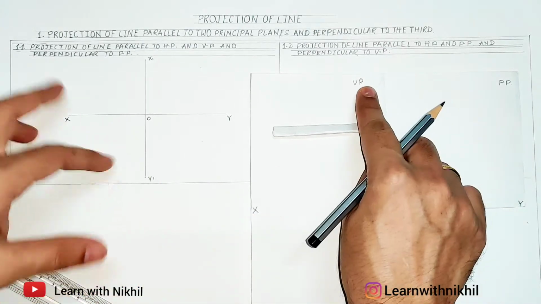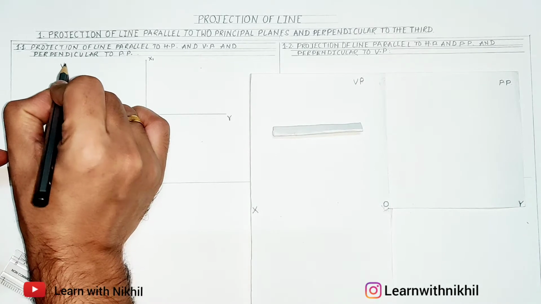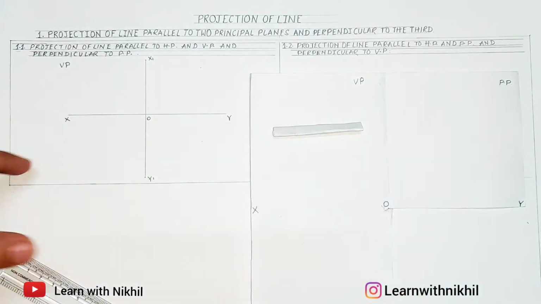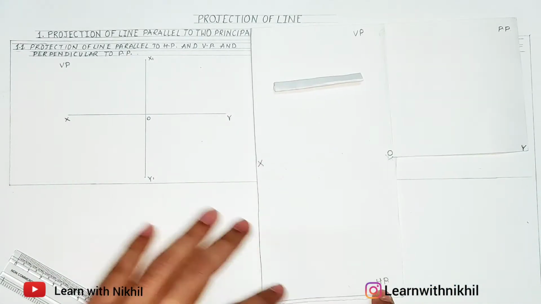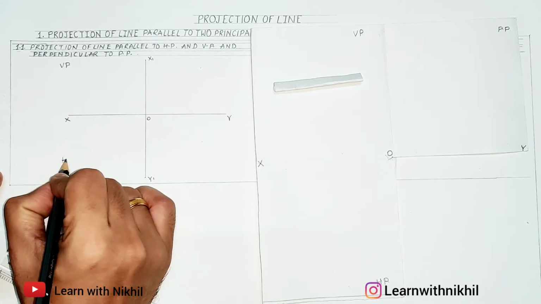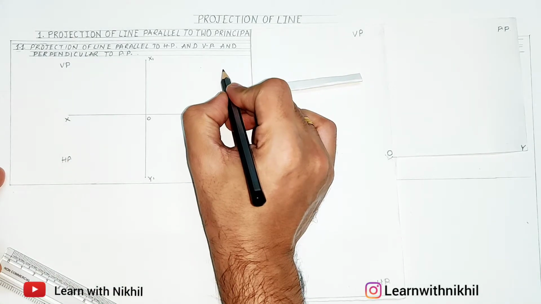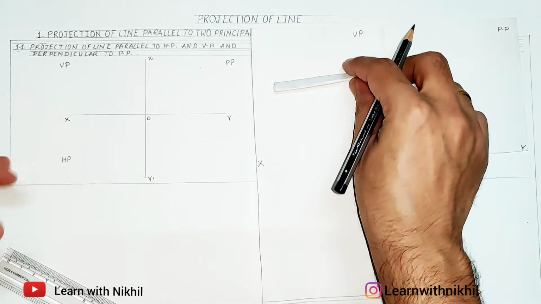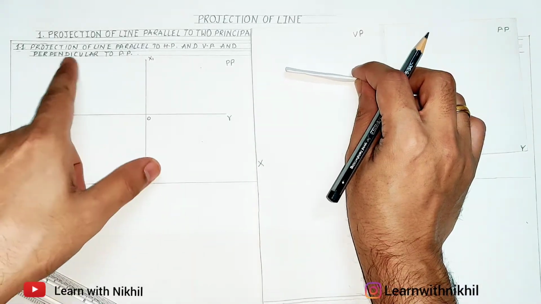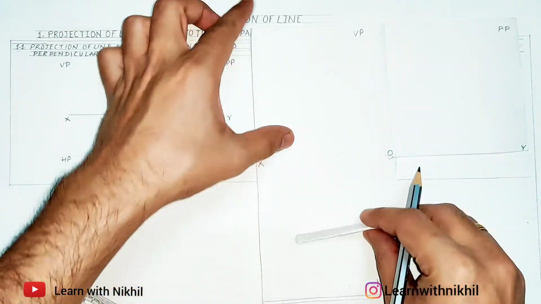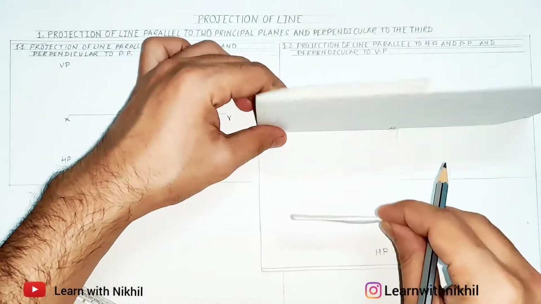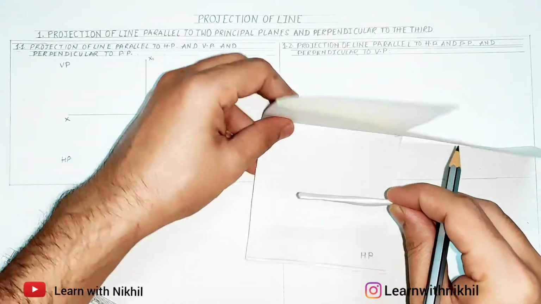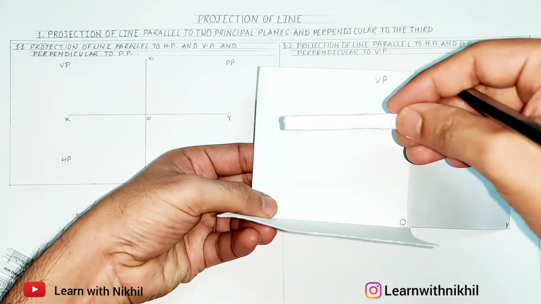So we are drawing in two dimensional. Here will be the vertical plane, that will be the front view. This is the horizontal plane at the bottom side, so this will be the top view, and this will be the profile plane or the side view. So as per the question, the line is parallel to the horizontal plane and the vertical plane. So I'll just explain you this again. So this is placed like this.